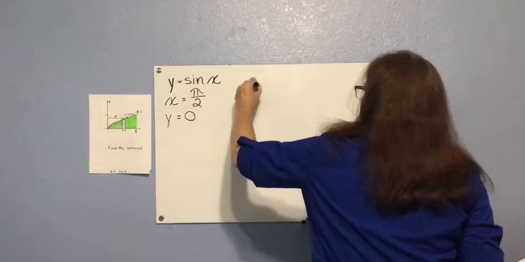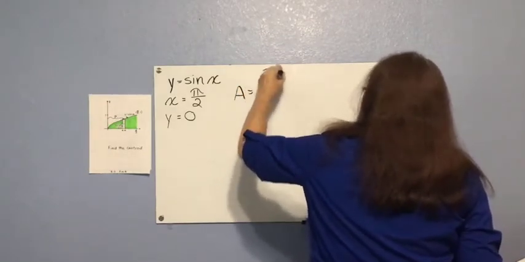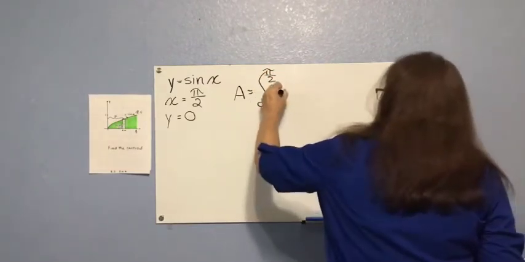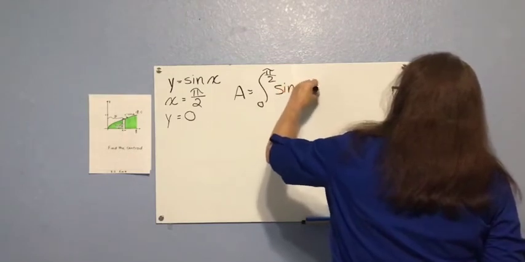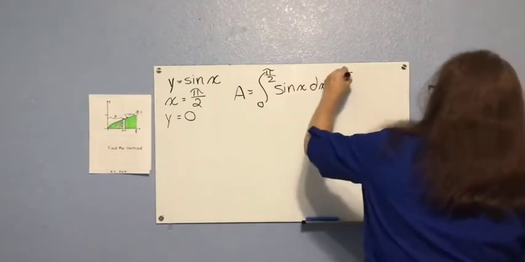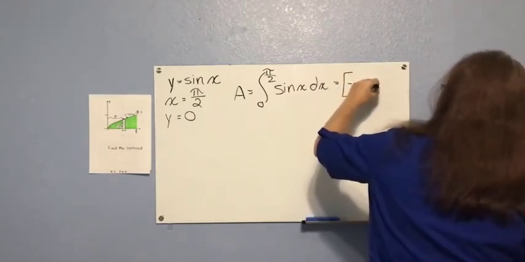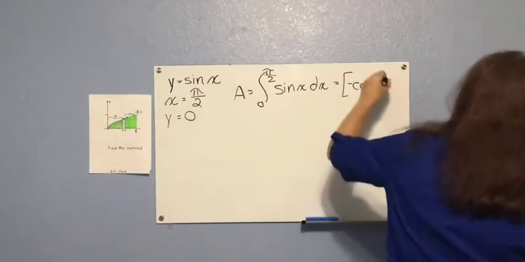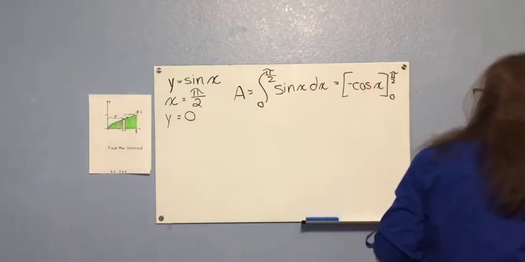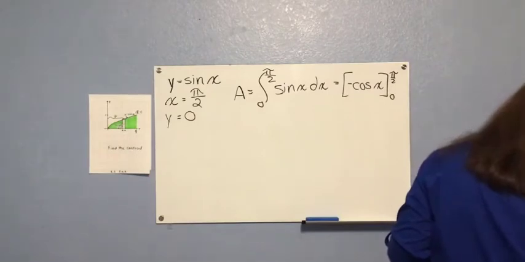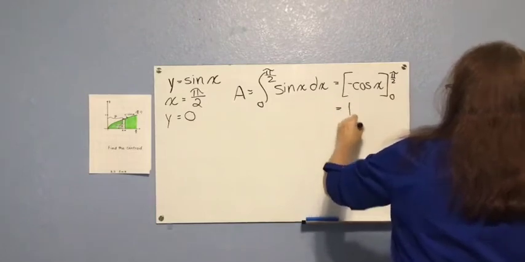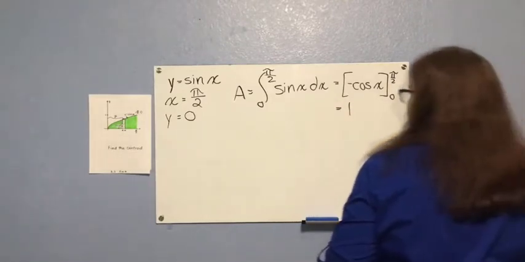So area is equal to the integral from 0 to pi over 2 of sine x dx, equal to negative cosine x evaluated from 0 to pi over 2, which would be a value of just 1. So our area is 1.